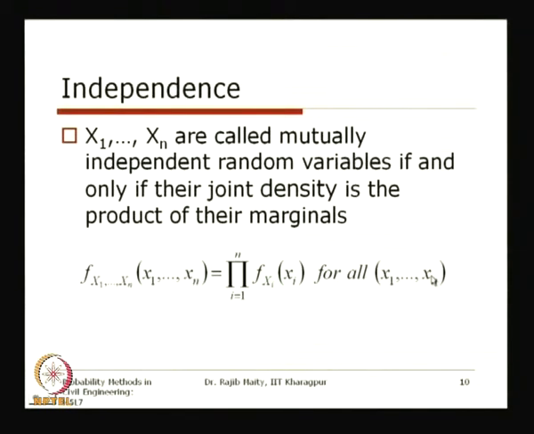And finally, the independence between n random variables. Earlier we discussed independence in the case of two random variables x1 and x2, and there we discussed that if and only if the joint distribution of the two random variables is equal to the product of their individual marginals, then we can say that these two random variables are independent.